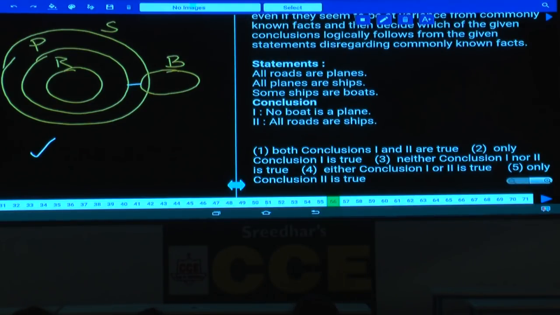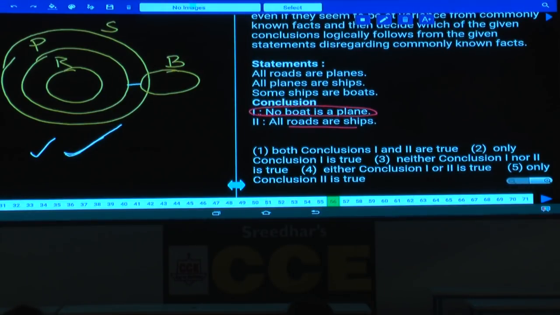And next, what is the next one here? All roads are ships. All roads are ships, true or false? That is definitely true. Now if you observe here, 2 conclusions, and these 2 conclusions definitely follow, and between these 2 conclusions the second one is an affirmative, that will be true forever, but as the first one is what?